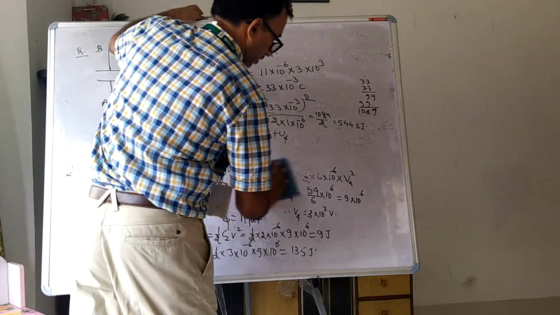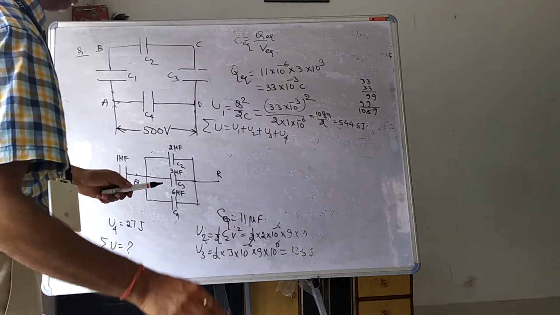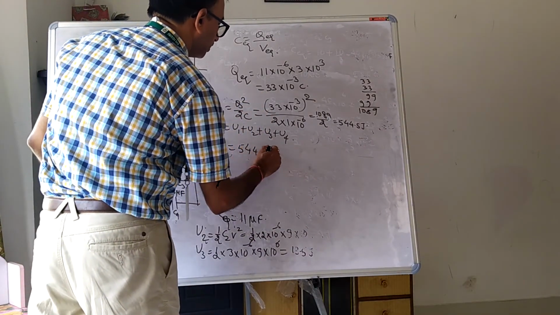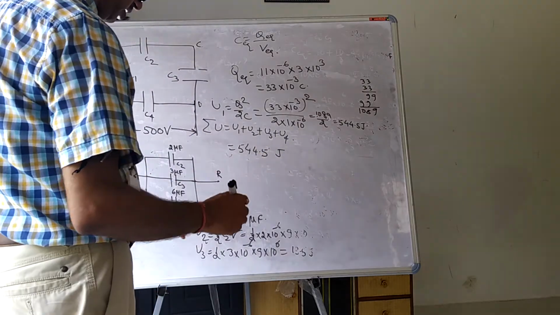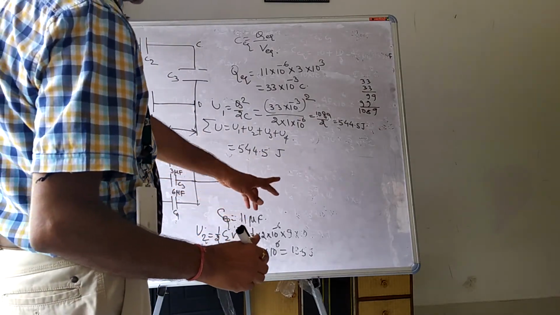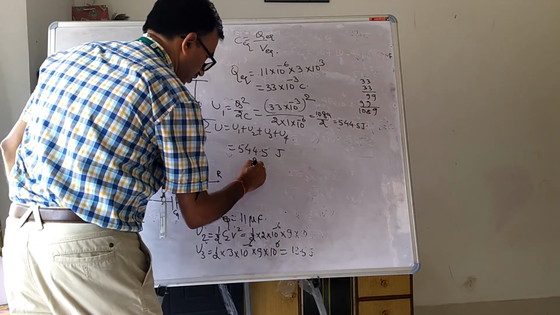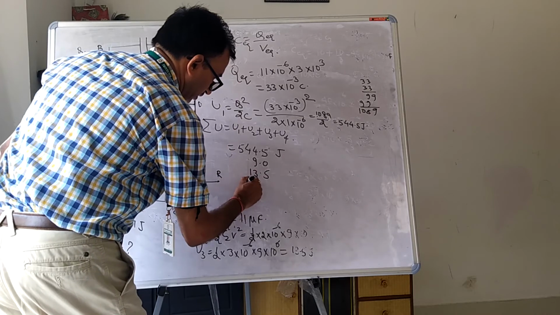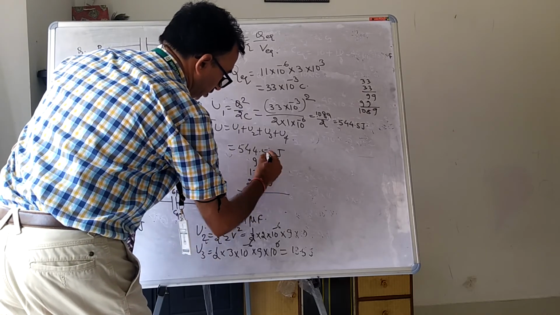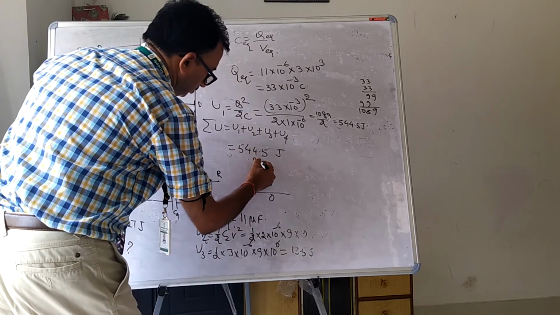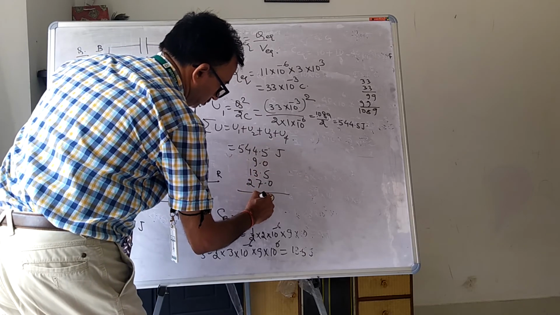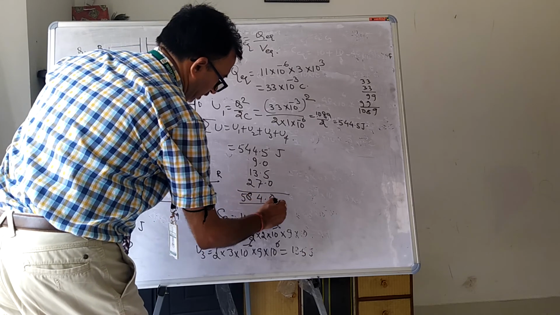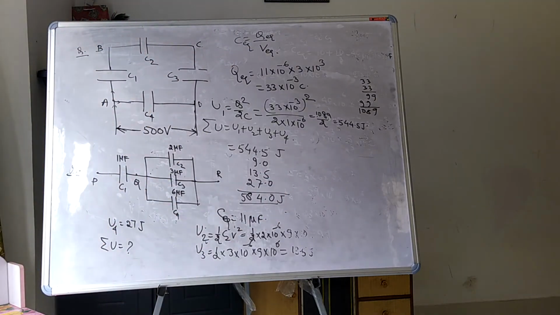So what will be the total energy? U1 is 544.5. U2 was how much? U2 was 9 joule. U3 was 13.5 and this is 27. What is the total? 594 point 5 joule, right? Okay.